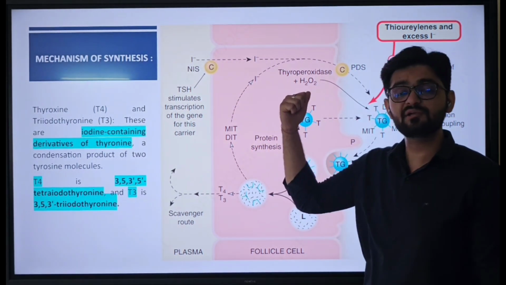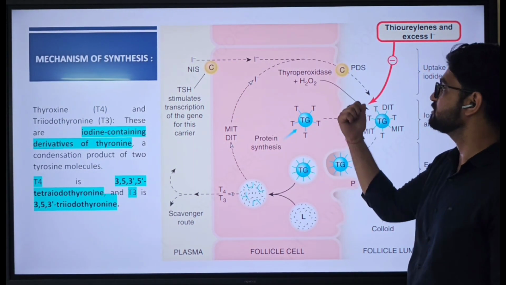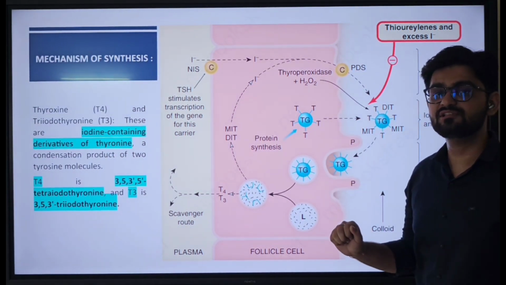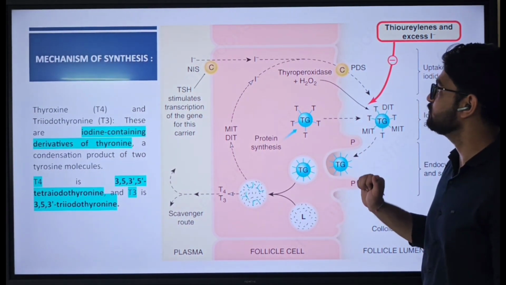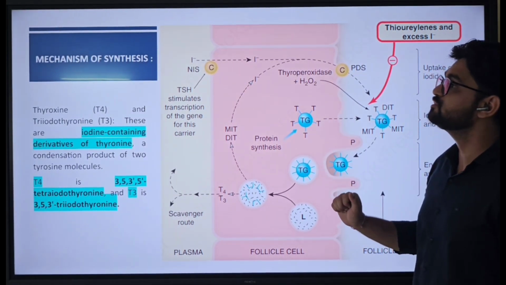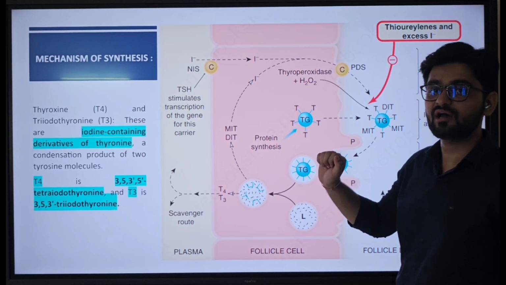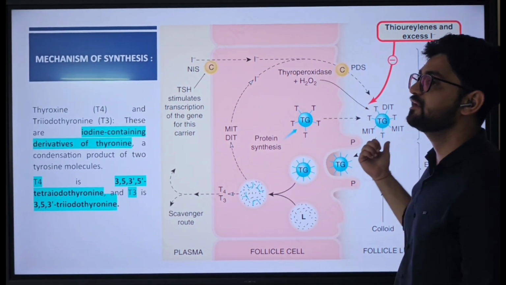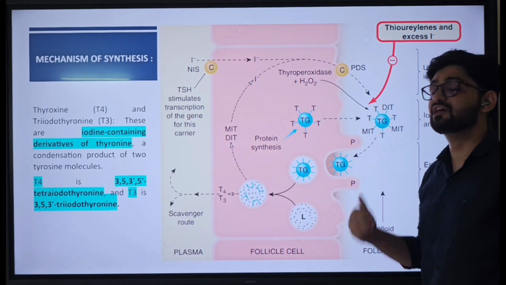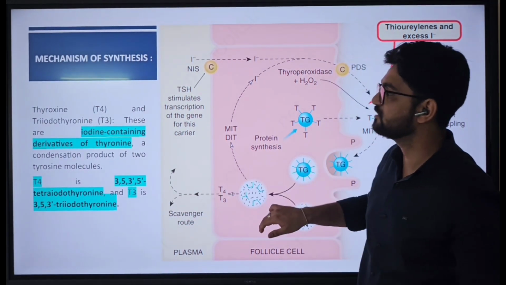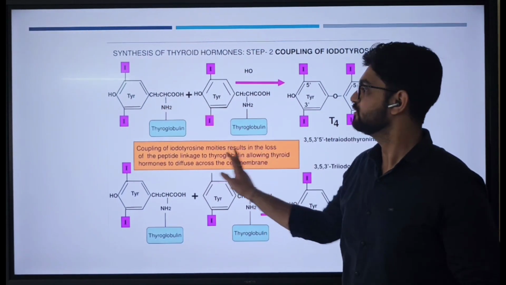After entering into the follicular cells, it gets passed into the lumen of the follicular cells. The lumen will consist of thyroglobulin, and there will be iodine, I minus. Right? So after this, iodine entering into the follicular lumen gets converted to iodine. Now this iodine gets associated with thyroglobulin.